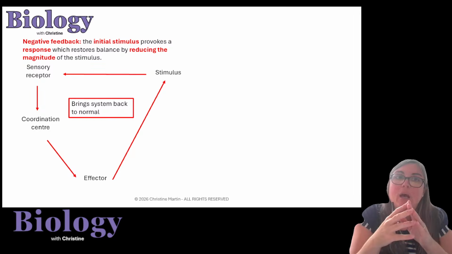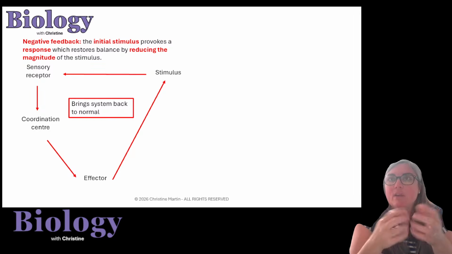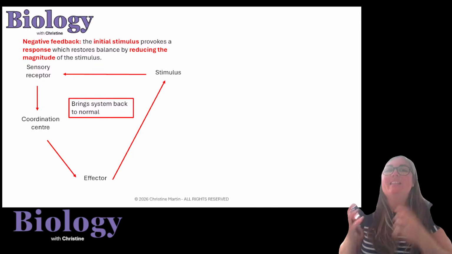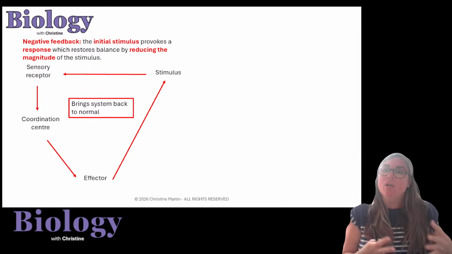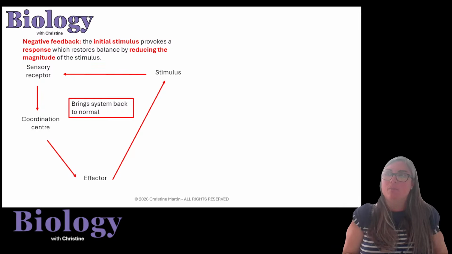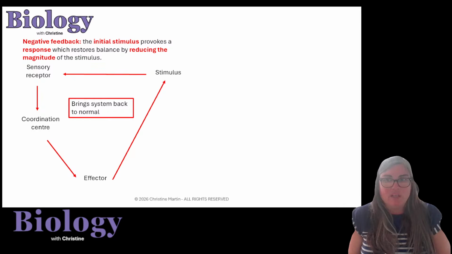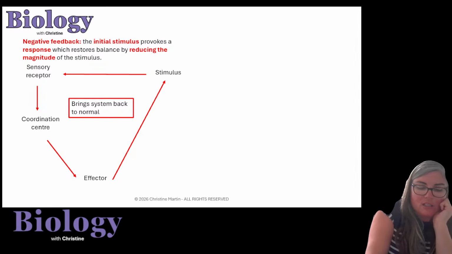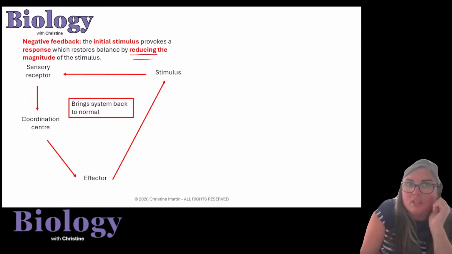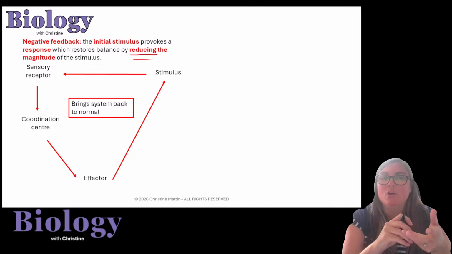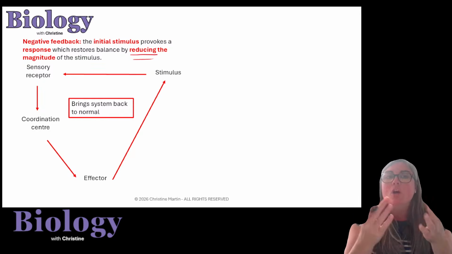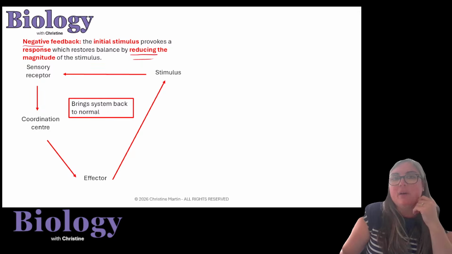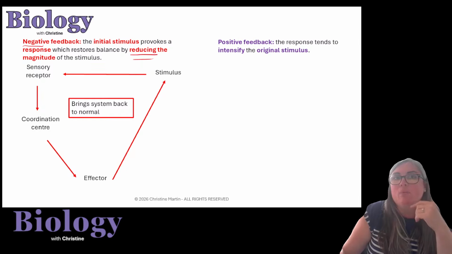So if they're talking about this, for example, if I said that the temperature is increasing, that is the stimulus. If I then talk about something that's going to decrease the temperature, I know that would have to be negative feedback. So it's about understanding the key parts to it. In this case, if I'm reducing the magnitude of the stimulus, it's got to be negative feedback.